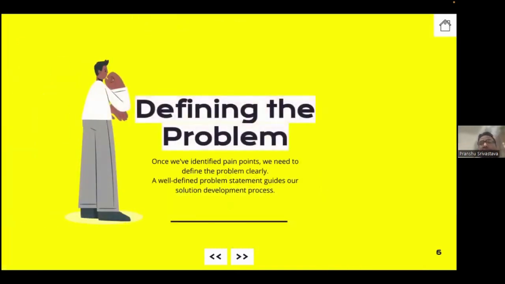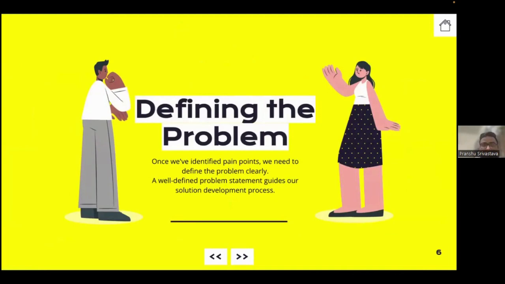So now it is time to define the problem. Once we have actually identified the pain points, we need to define the problem clearly, because sometimes what happens is you start with a problem statement, you discuss with the customer, and then you feel that no, this problem statement is too big. We have to narrow it down. We are actually trying to solve 100 things in one go, which is not possible. So you have to redefine the problem statement. So whenever you are speaking with your customers, you get a lot of insights.